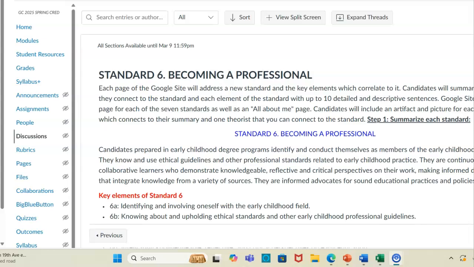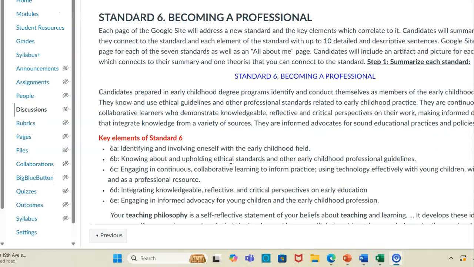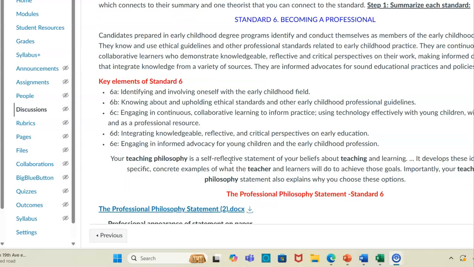Okay, let's talk about Standard 6, becoming a professional. Like you have demonstrated in Standard 7, you have an artifact for each component, so 7A, 7B. You're going to do the same thing for Standard 6. So for Standard 6, you now need to identify 5 artifacts for each standard.